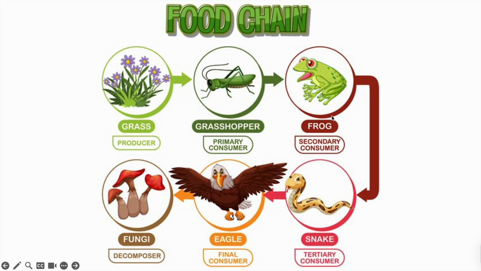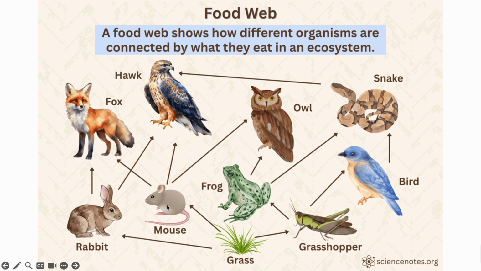But then you have your frog, okay? That frog is going to eat the grasshopper, okay? So it's a predator. It's going to eat the grasshopper. Your snake is also going to eat the frog. So you see energy is flowing as we go higher and higher. Then the snake is going to get eaten by the eagle. Then eventually the eagle is going to die and it's going to be decomposed by fungi or other decomposers.